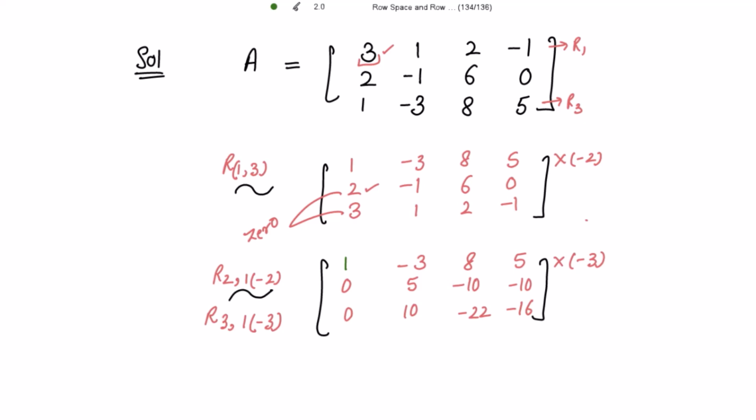Now for the second non-zero row, that is row 2, I need to make this a leading element, to make this 1, and also to make other elements 0, right? So how can I make this 1? Just dividing the elements of row 2 by 5, right? Or you can also say multiplying the elements of row 2 with 1 over 5. Then we get 1 over here.